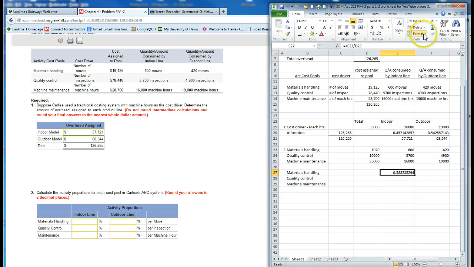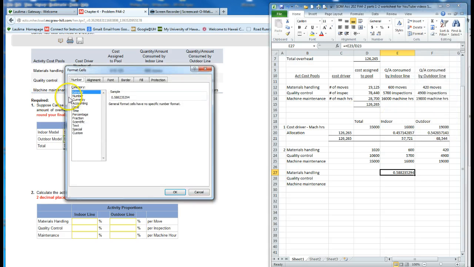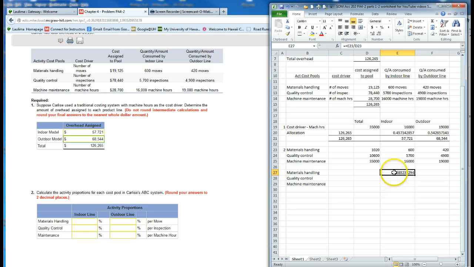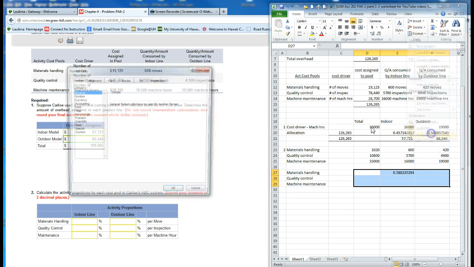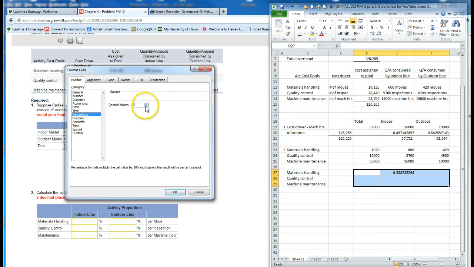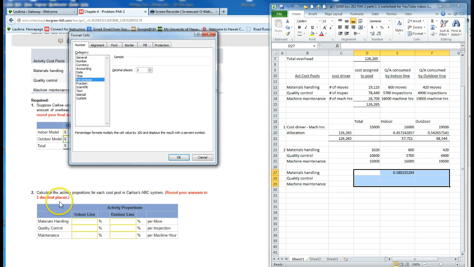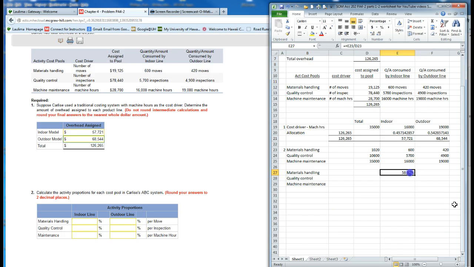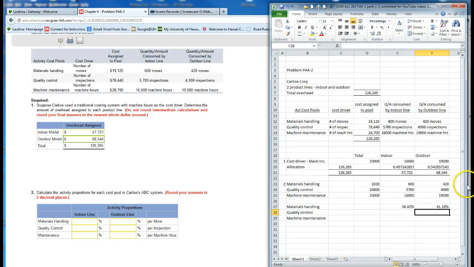And since we know they're asking for percentages, it might be a good idea to paint in that whole area and format those cells as percentages. And they want us to round to 2 decimal places, so we keep 2 decimal places here. And so this percentage we just calculated is 58.82%. We can do the same calculation for outdoor. We take the outdoor total for moves and divide it by the total moves, and we have 41.18%.